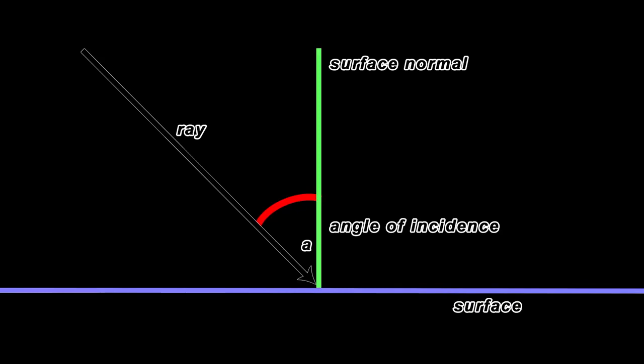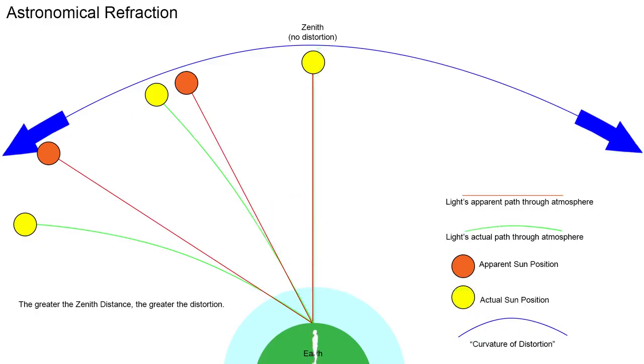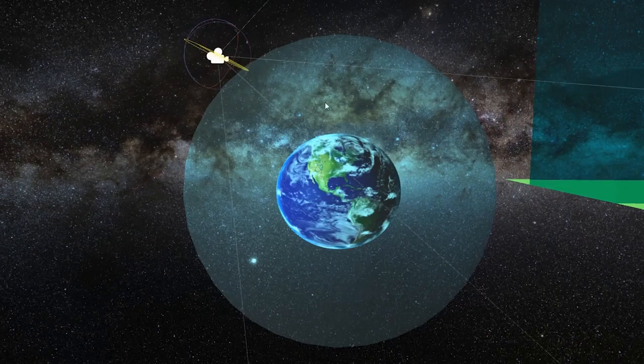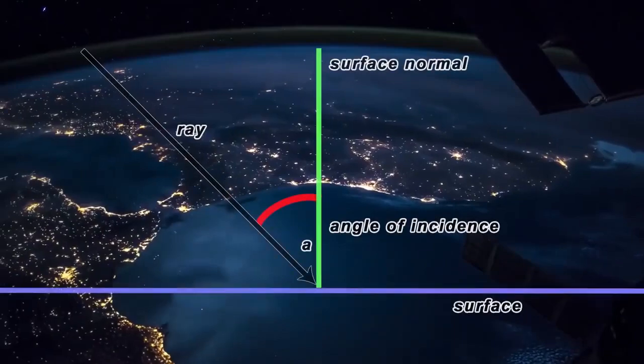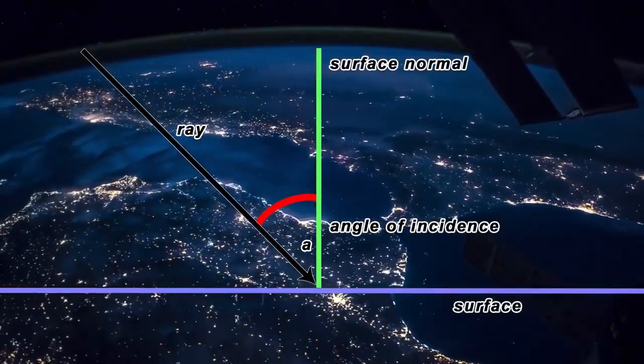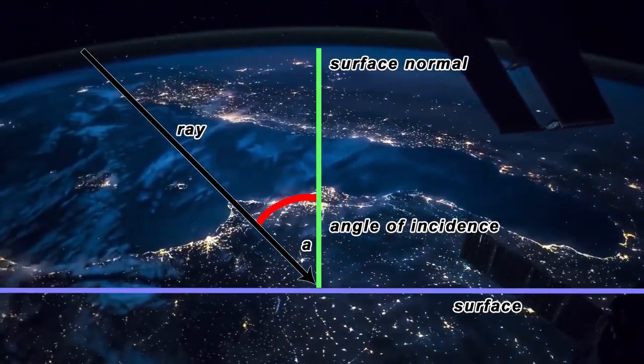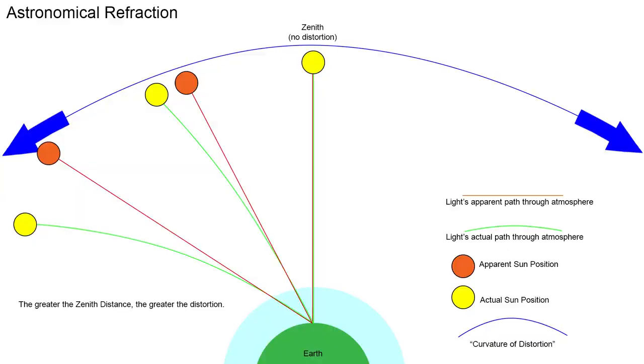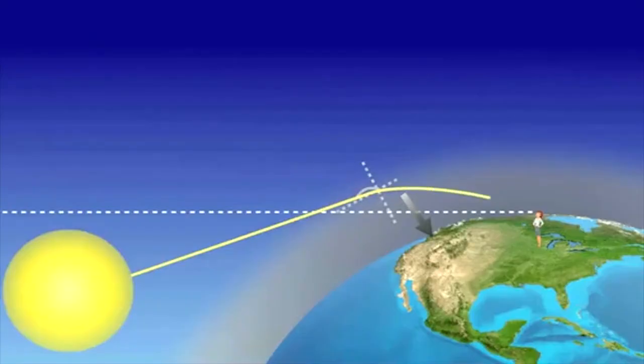Here's a diagram to explain angle of incidence. The normal is your zenith. When on Earth, this is the point in the sky directly above the observer, and when you're outside of the atmosphere looking back down to Earth, this is the point directly in front of the observer, the middle of their view. In astronomical refraction, the further a celestial object is located away from your zenith, the more its apparent altitude becomes distorted from its true location.